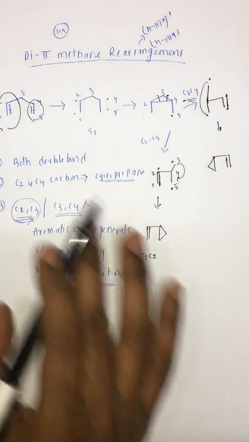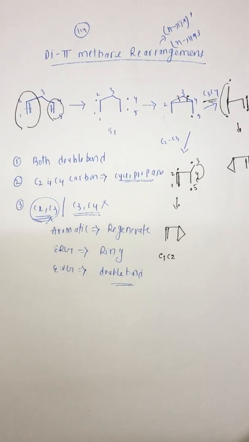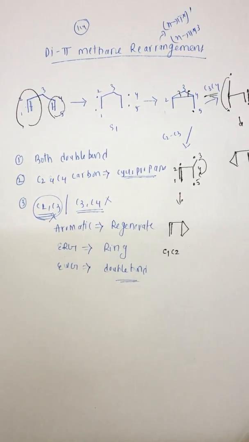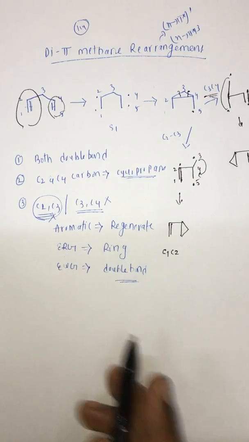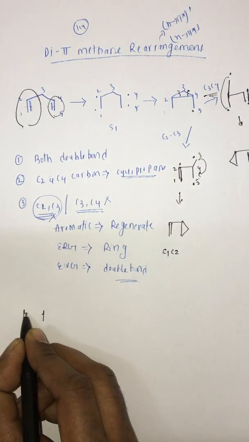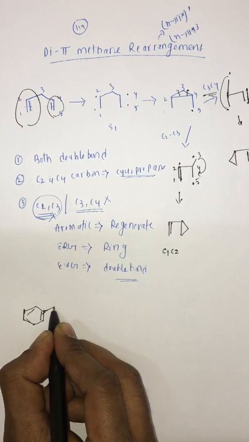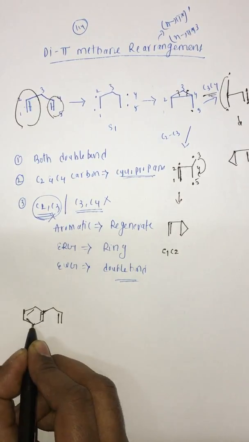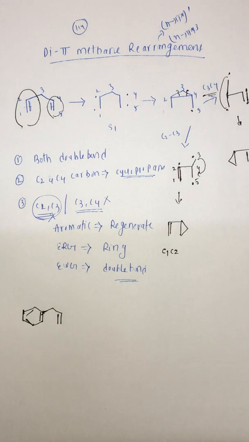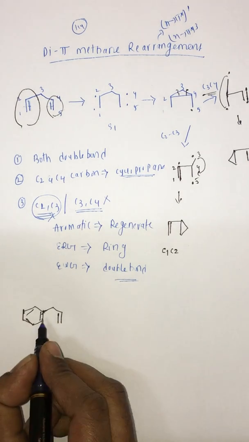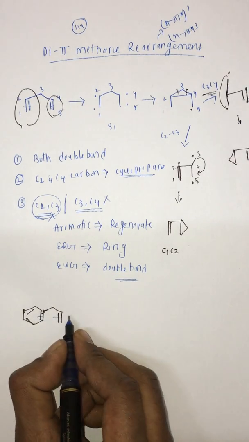For symmetric dienes it does not matter; you can get a mixture of both, because there is no regioselectivity. So when we have this kind of compound, this is also a 1,4-diene. So now we'll break this one.